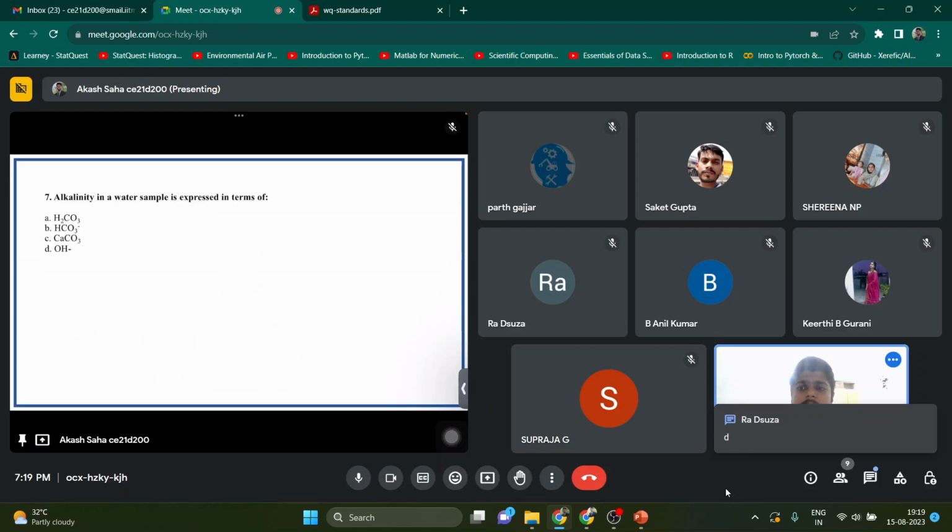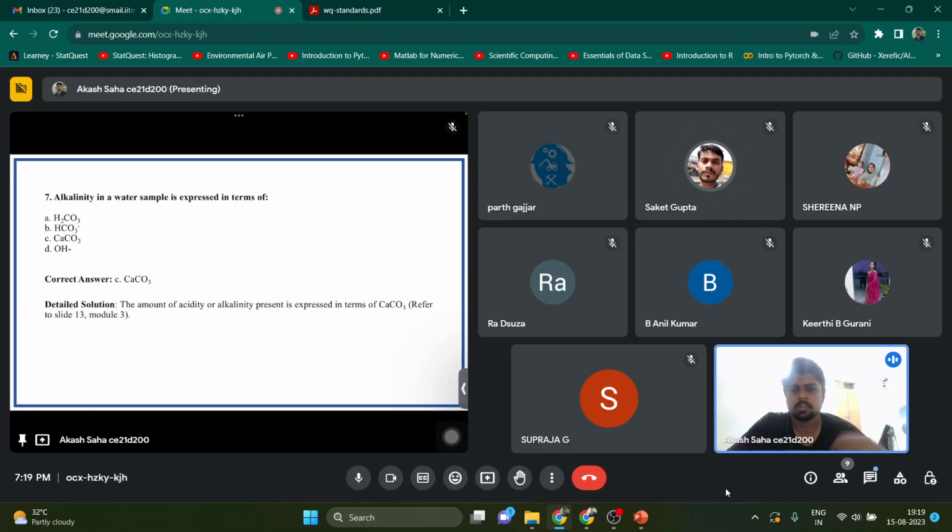It is asking how alkalinity in water samples is expressed. Here I am not asking which of these impart alkalinity. I am asking what the unit is, in what terms we express alkalinity. Calcium carbonate. So yes, calcium carbonate is the right answer, because OH will impart alkalinity. Other things can also impart alkalinity, but I am asking about the measurement in terms of which we express the parameter.